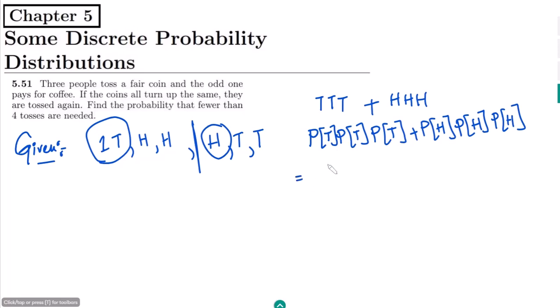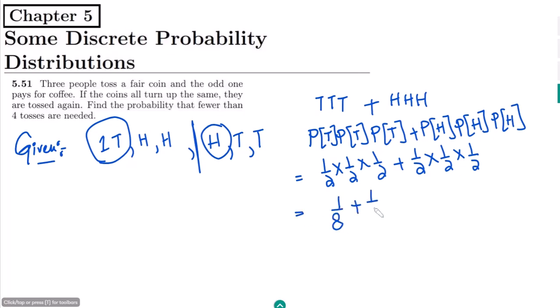Putting the values, 1 by 2 multiplied by 1 by 2 multiplied by 1 by 2, plus 1 by 2 multiplied by 1 by 2 multiplied by 1 by 2, because these are independent of each other. It becomes 1 by 8 plus 1 by 8. So ultimately it will give me 1 by 4, which is the probability of similar outcomes. Okay, that is what we have.